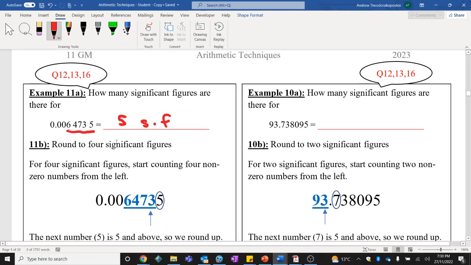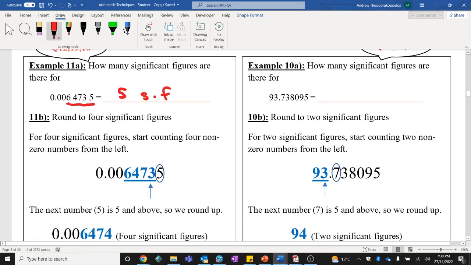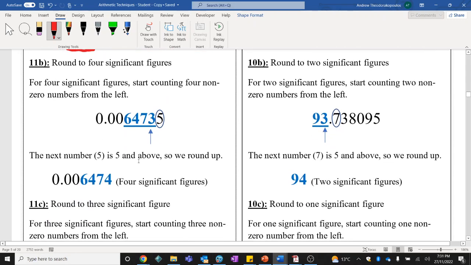Okay, so let's now round to 4 significant figures. For 4 significant figures, start counting our 4 non-zero numbers from the left, or basically the fourth significant figure. Here is our first one, here is our second one, here is our third one, and this is our fourth one. So we point to the 3 and we circle the number after. The next number 5 is a big number, so we round up. So the number that we've pointed to now becomes a 4.